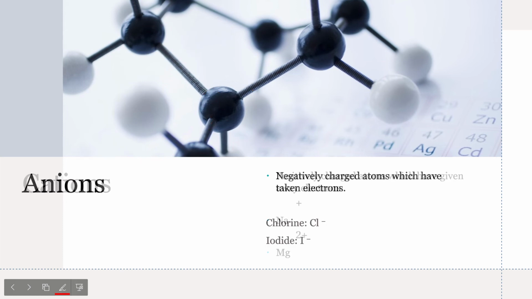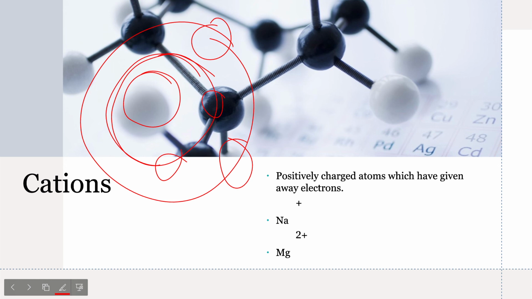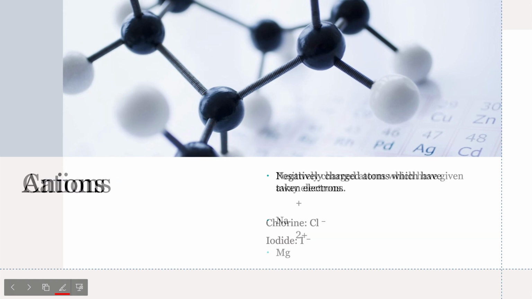Let's move on. What are anions? Anions are negatively charged atoms which have taken in electrons. So when there are more electrons, meaning there's more negative charge, the atom becomes negatively charged, and then it's called an anion. So there's chlorine, which is Cl-, and we've got iodide, which is iodine with a negative charge. If you have two positive or two negative, you write 2+ or 2- on the top. However, if you have one negative or one positive, then you just write a minus sign or a plus sign. That will just represent that it has one more charge of negative or positive.